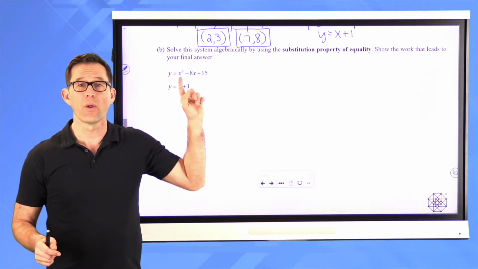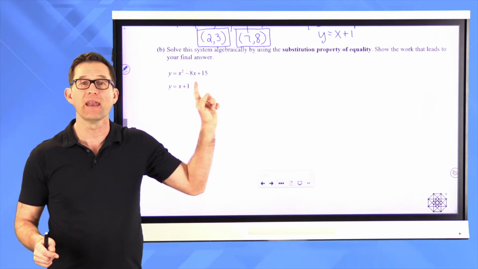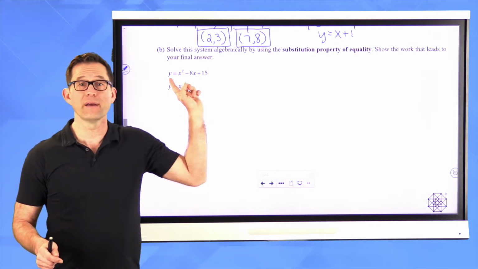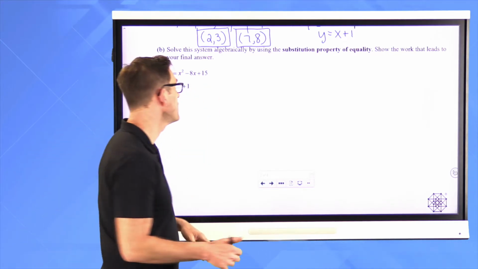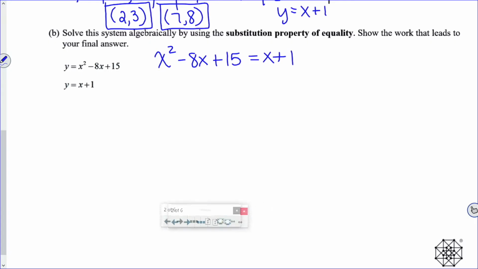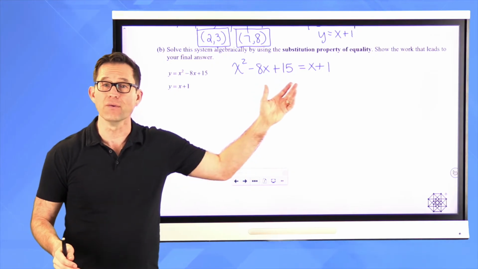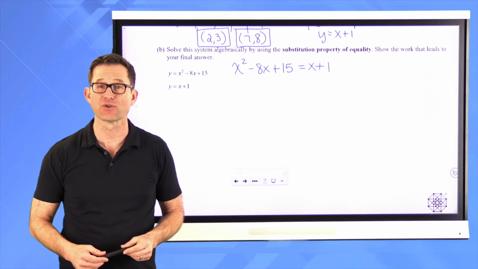When two things are equal, as they are right here, I can take x squared minus 8x plus 15 and substitute it in for that y. Or I could take x plus 1 and substitute it in for that y. I'm going to substitute it in there and start by doing what many teachers say is setting the two equations equal to each other. By setting the two equations equal to each other, what I'm really asking is, for what x values will the y values be the same? That is literally asking, where do I have intersection points?